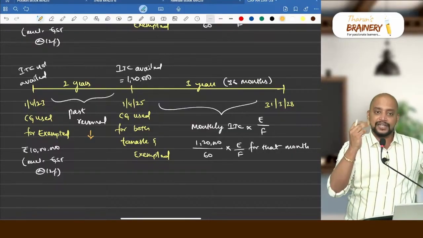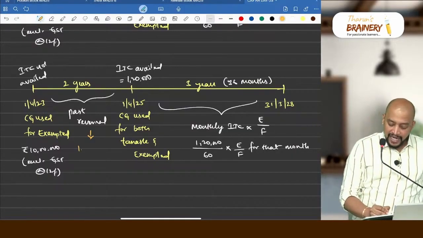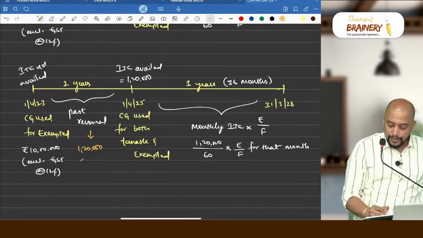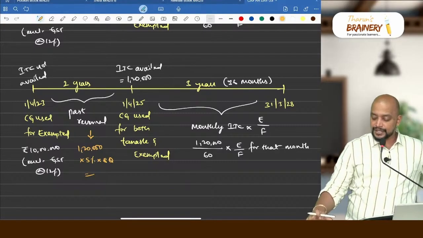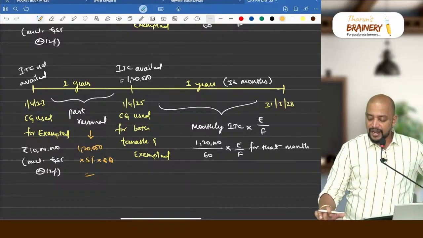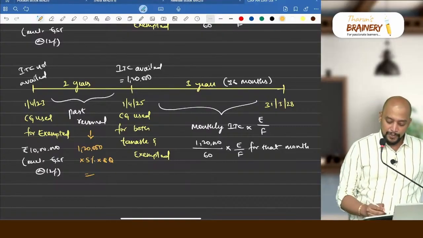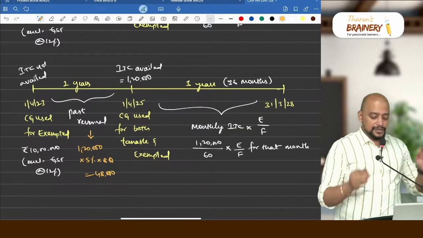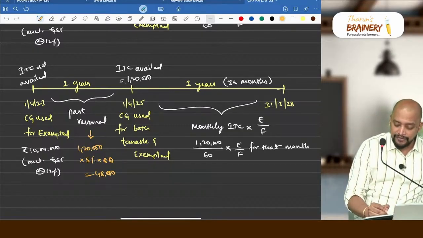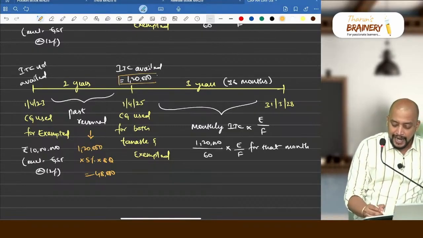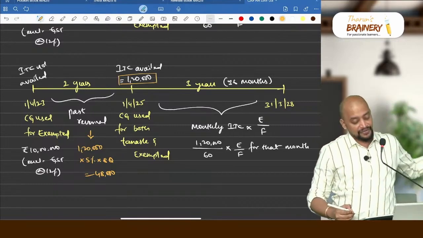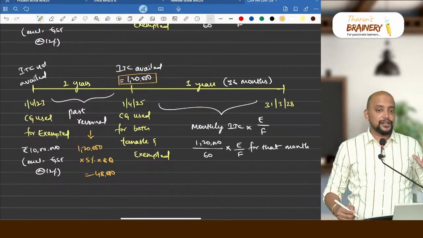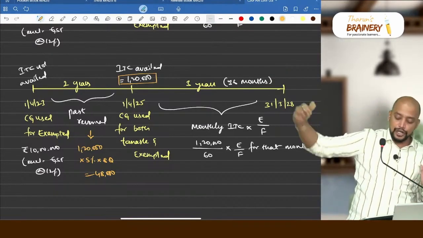So how many quarters? 2 years means 8 quarters. So therefore 1,20,000 into 5% into 8 quarters we need to reverse. So 1,20,000 into 5% into 8 quarters, that will be 48,000. This is past reversal. So right now we will avail the ITC of 1,20,000 and thereafter we need to do the reversal for the past period 48,000, and again future reversal also will arise.